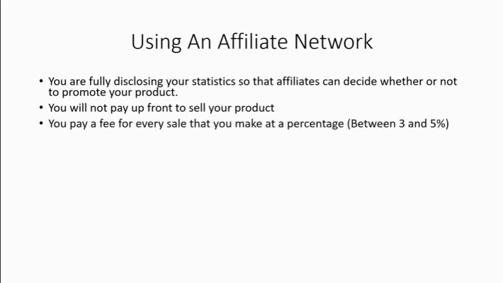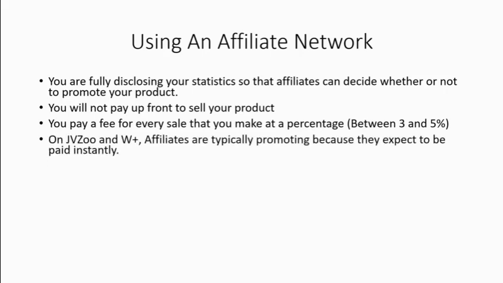Okay, you're going to pay a fee for every sale that you make. You're going to pay a percentage, right? So everything you sell on JVZoo, you're going to pay 5%. I think on Warrior Plus, you're going to pay between 3 and 5%. And that's going to be what the affiliate network does. Now, you're paying that fee for some convenience. We're going to talk about that here in a minute. Now, on JVZoo Warrior Plus, affiliates are typically promoting because they expect to be paid instantly. That's one of the things about these affiliate networks is that you're typically going to have more affiliates to promote you because they're looking to be paid instantly. Right, using JVZoo Warrior Plus.